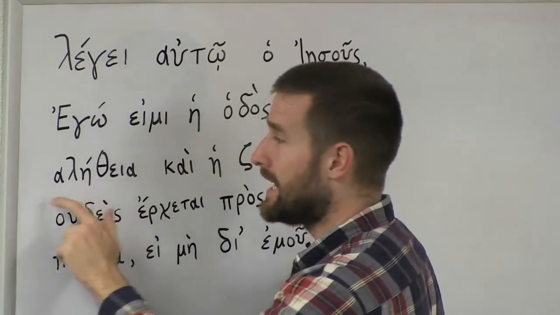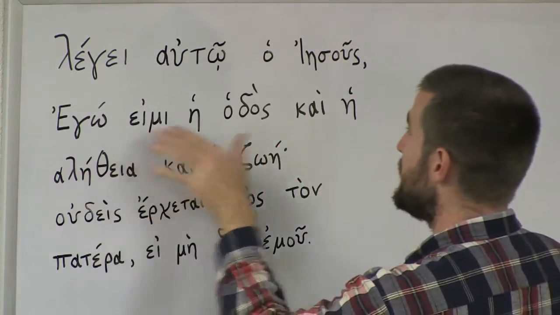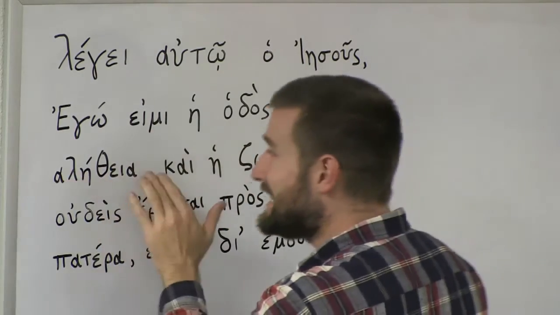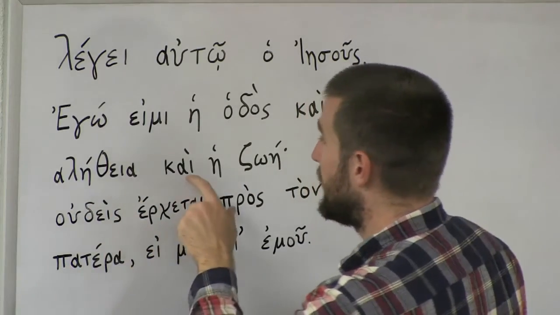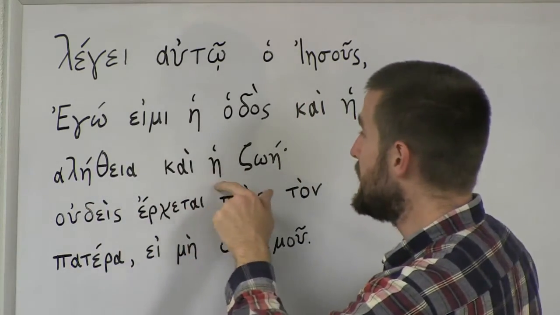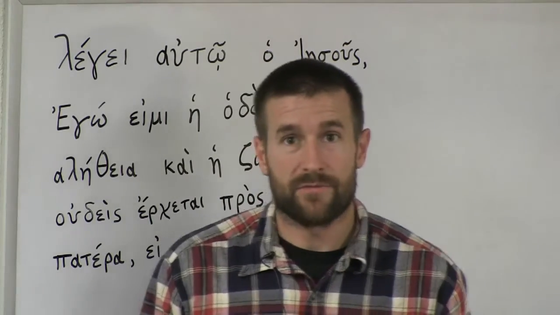Aletheia, all right? Aletheia means truth. So he says, ego imi odos, ke aletheia. I am the way and the truth. Aletheia. Ke zoe. And zoe means life, okay?